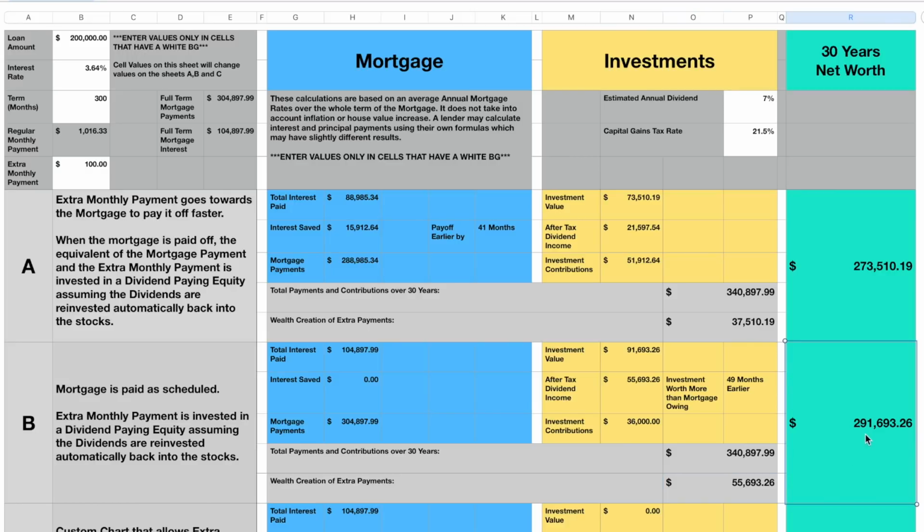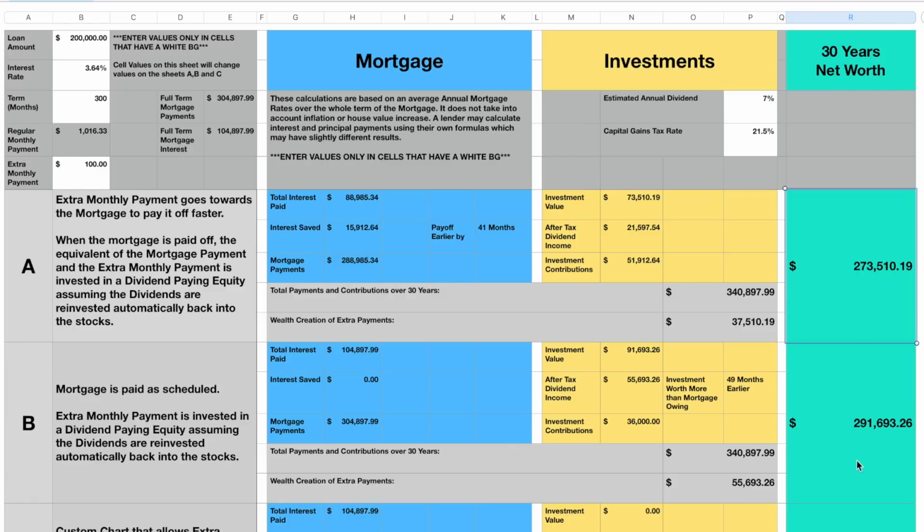So you have this total of $291,000 in scenario B where you put the money towards the investment. Again, this is why I built this chart, because it shows that putting $100 towards an investment that pays 7%, even when it's taxed at 21.5%, which is the absolute maximum we can pay on dividend paying income in Canada, works out. In the States, I believe it's even lower. So you'd have to figure that out yourself.